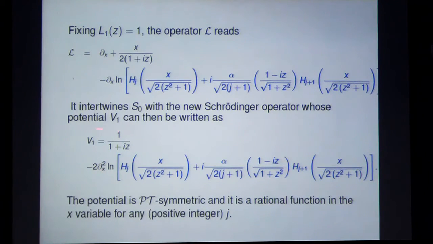Also for the new potential, we can obtain this expression where we have a polynomial over here. It's the same polynomial. So we can say that V1 is a rational extension of the free particle, and we can check that this is a PT symmetric potential. This is a PT symmetric extension or rational extension of the free particle.